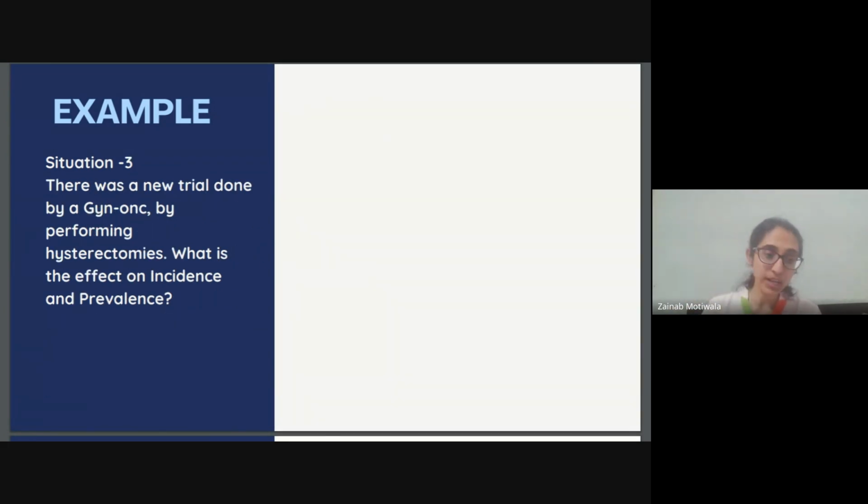Now let's talk about the last situation, where there was a new trial done by a gynecologist performing hysterectomies. What do you think would be the effect on the incidence and prevalence of endometrial carcinoma in this particular case? Okay, I see answers.